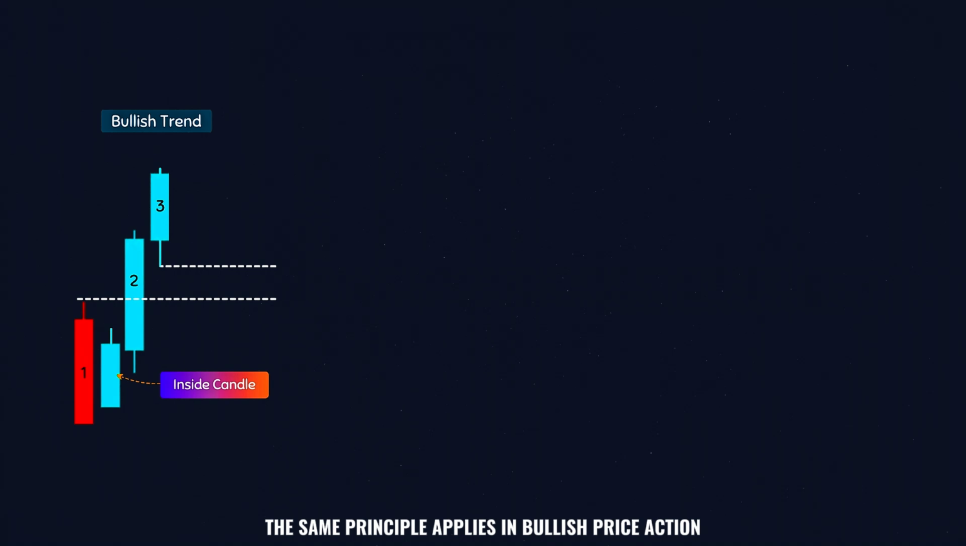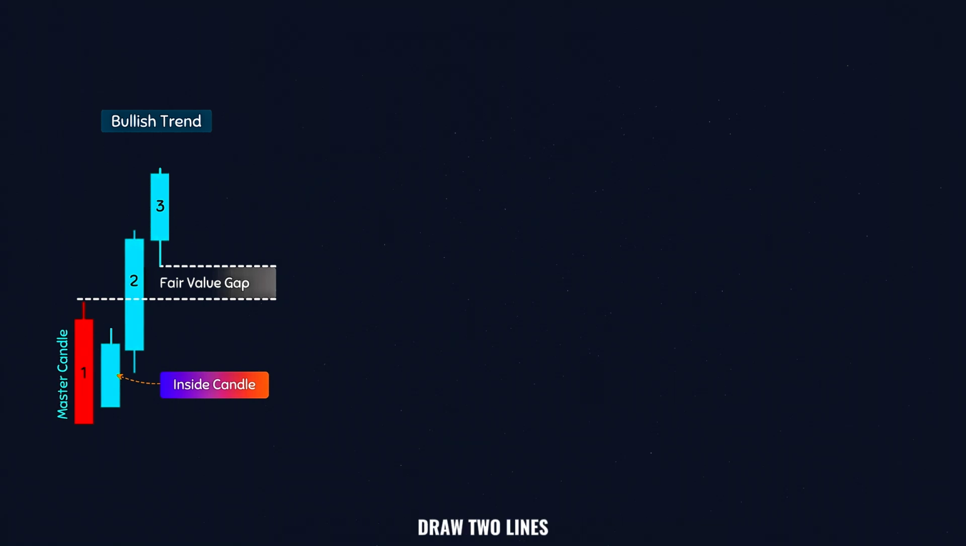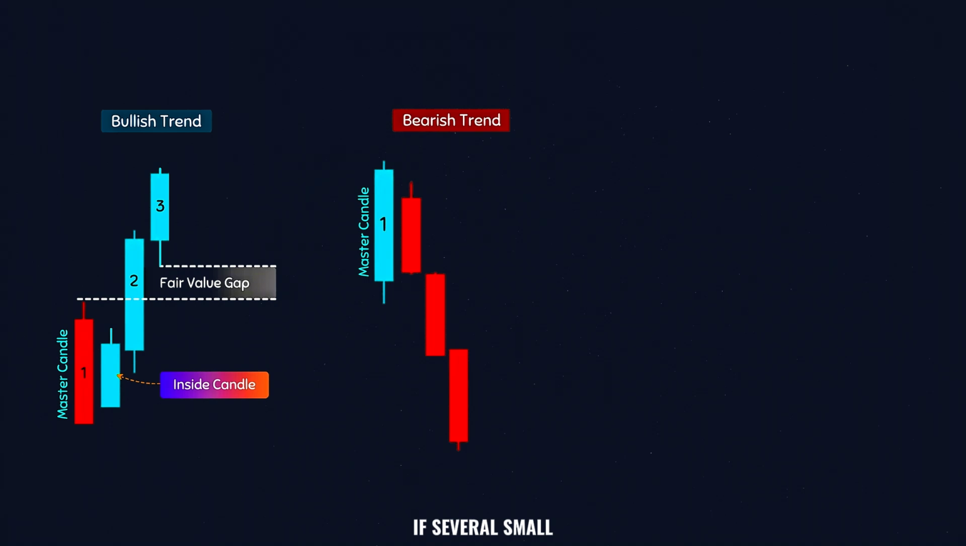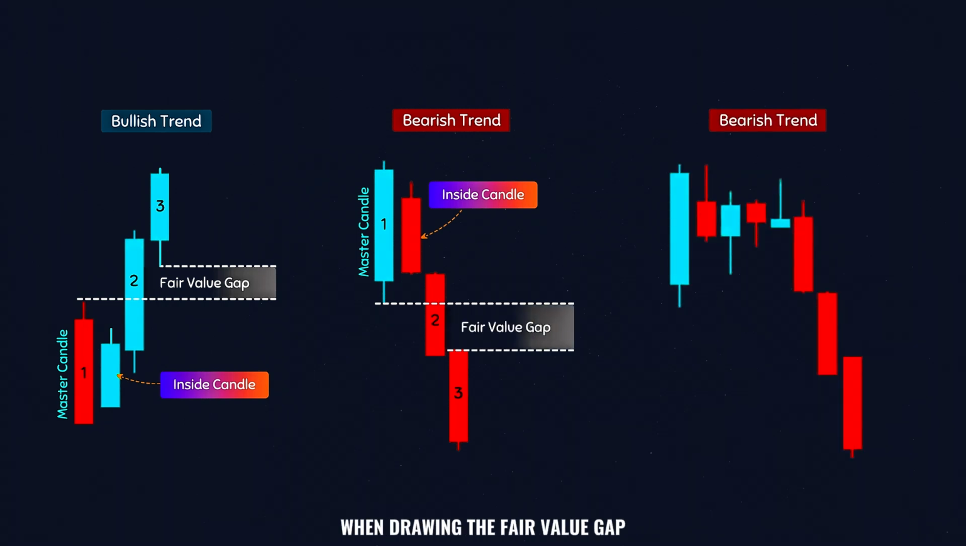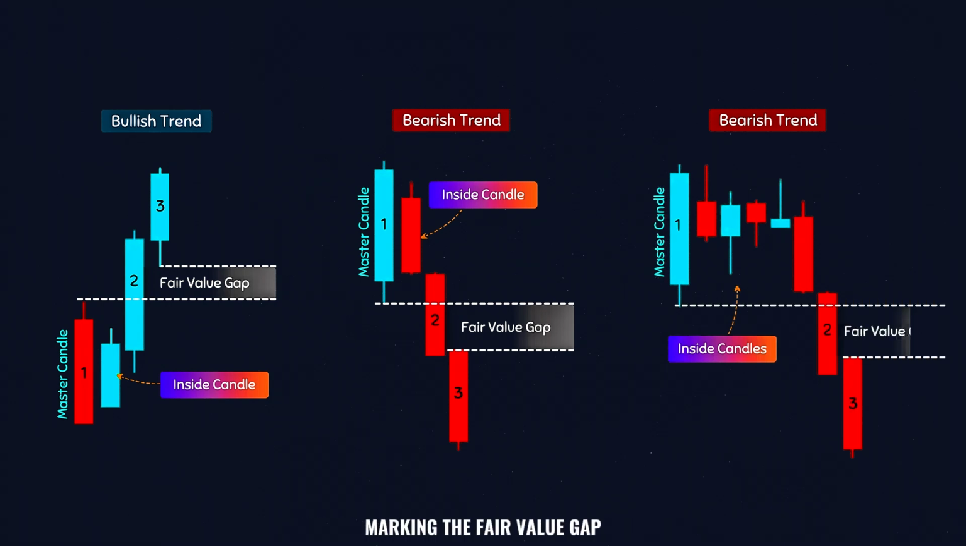The same principle applies in bullish price action. If an inside candle forms within the master candle, draw 2 lines between the lowest point of the large green candle and the highest point of the third candle. This allows you to mark the fair value gap correctly. If several small inside candles form within one large candle, you should still use the highest and lowest points of the large master candle when drawing the fair value gap. Understanding these points and correctly marking the fair value gap will help you achieve better results.